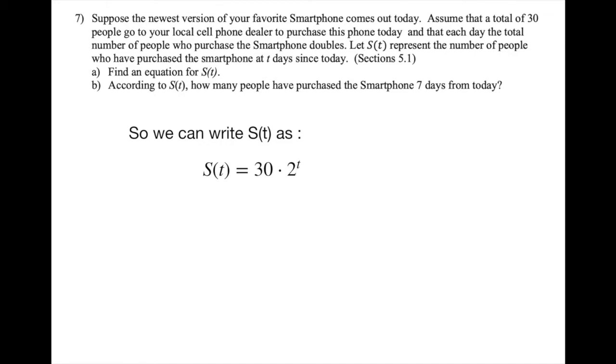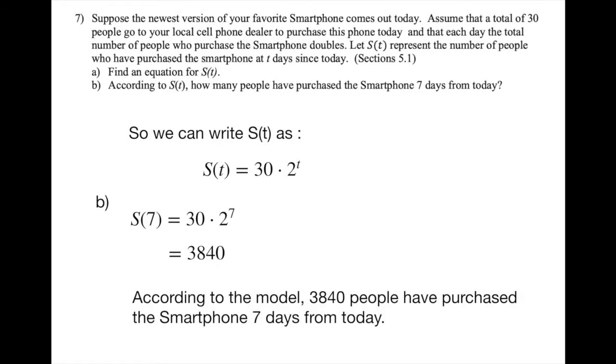Then part B, we want to know how many people have purchased the smartphone 7 days from today. So that means t equal to 7. So S of 7 is 30 times 2 to the power of 7. And your calculator will tell you that number is 3,840. So you know that according to the model, 3,840 people have purchased the smartphone 7 days from today. So that's part B.